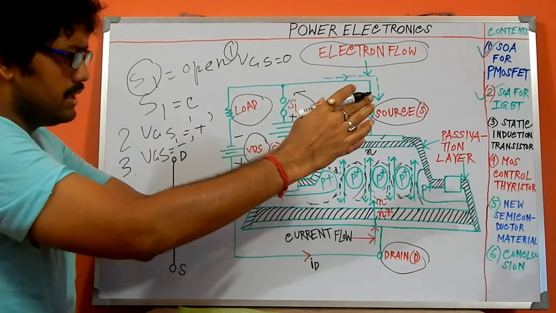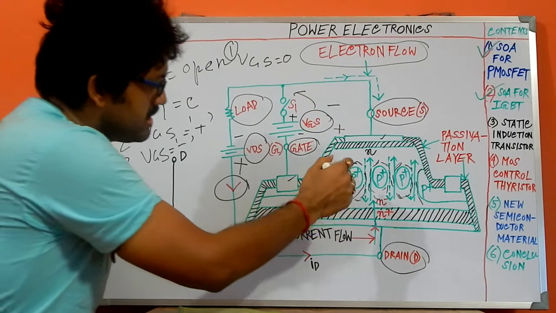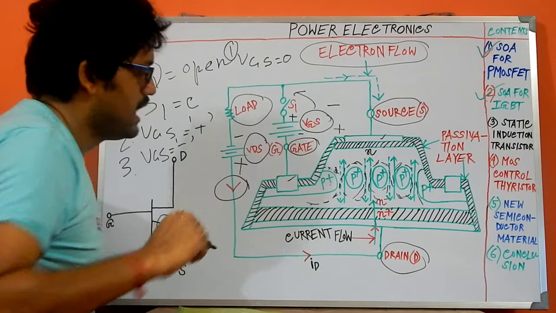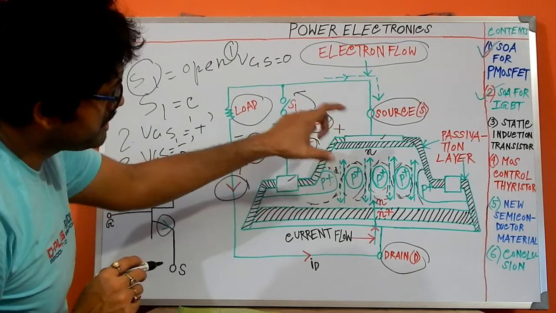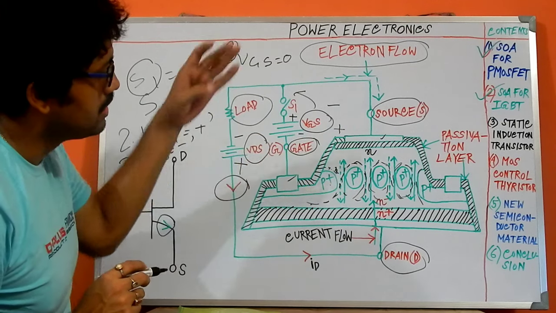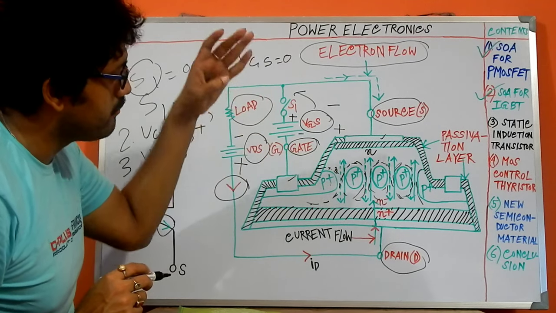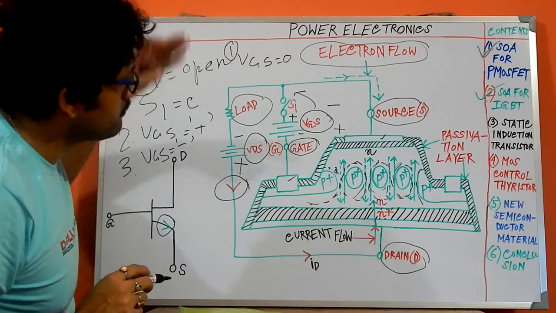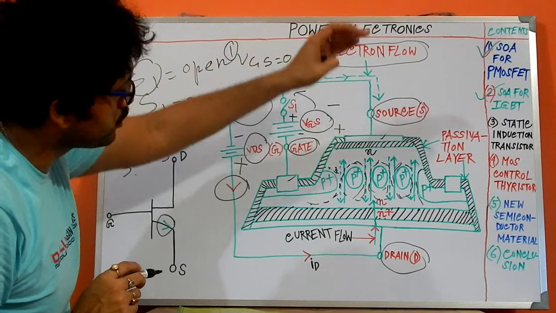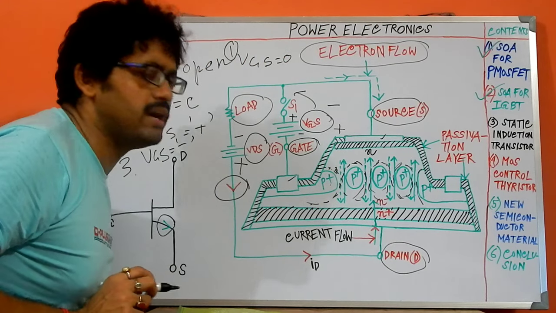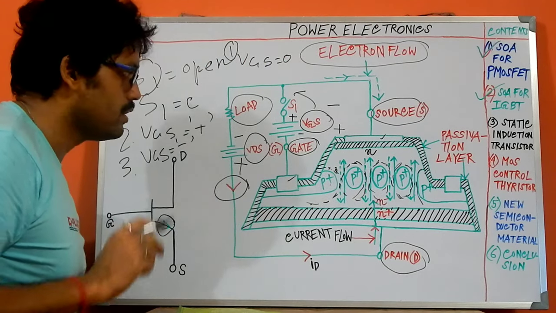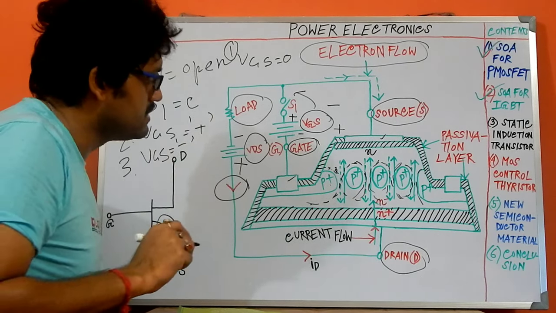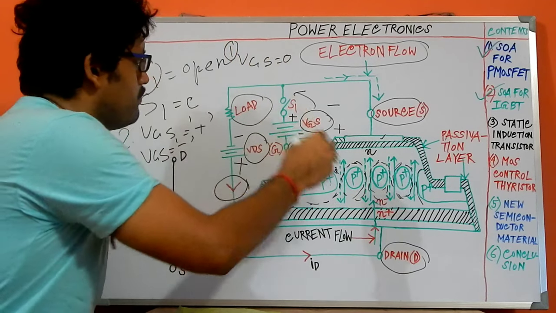So you could see that this depletion layer actually prevents the connection between the drain and source, and the current is minimized by this depletion layer. In total, I should say that I am preventing the connection between the source and drain, and the current is minimized by this depletion layer. Is that clear? Okay.